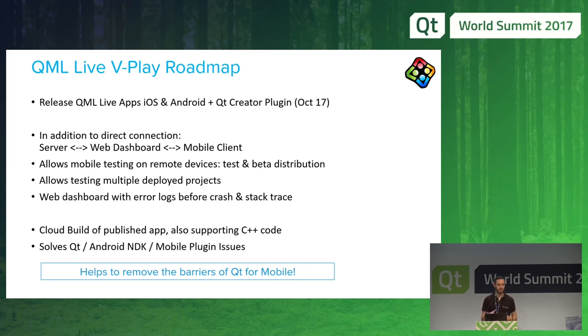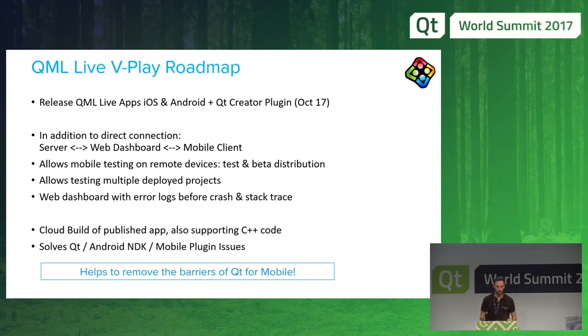So this really simplifies test distribution of QML projects and also beta distribution, because in addition to this dashboard where you can see which project was transferred to which devices, you can also see a log output of the different devices. I didn't show this before in the QML server, but the QML server has the option to show all the logging outputs that happened before the crash, but also before that. So you can really forward all of the log outputs from your mobile devices to this dashboard, which helps you to find issues on mobile by browsing through the stack trace and the log output.